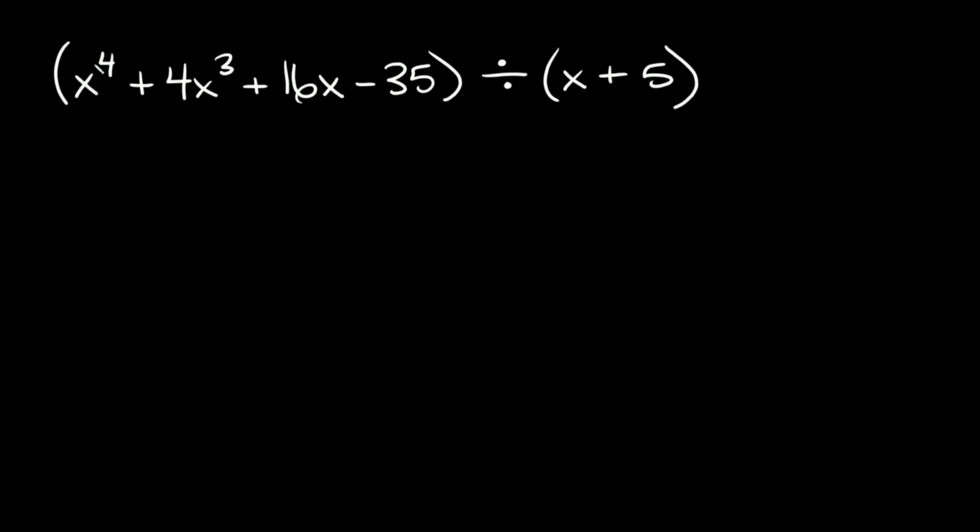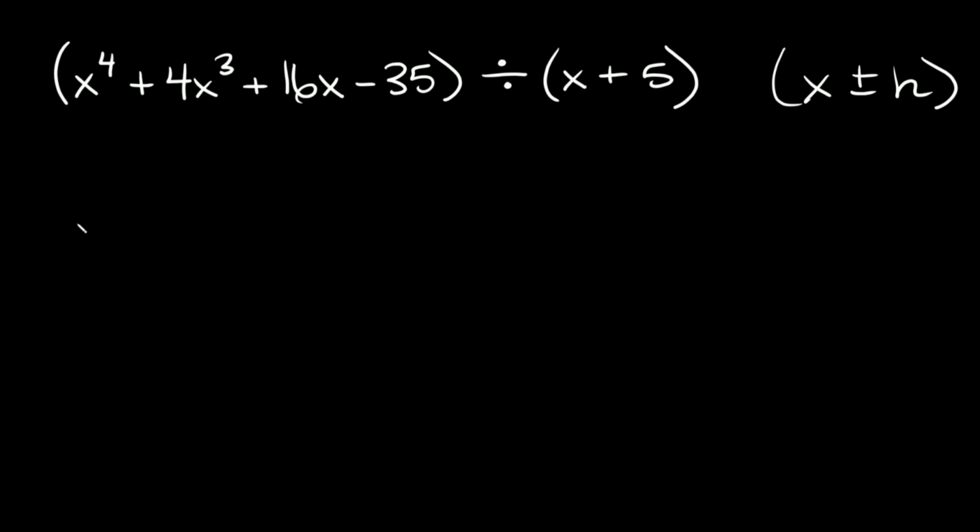All right, now here we have (x to the fourth plus 4x cubed plus 16x minus 35) divided by (x plus 5). So here again, whatever we're dividing by has to be in the form x plus or minus h. So here it definitely is, right? So we can again use synthetic division.